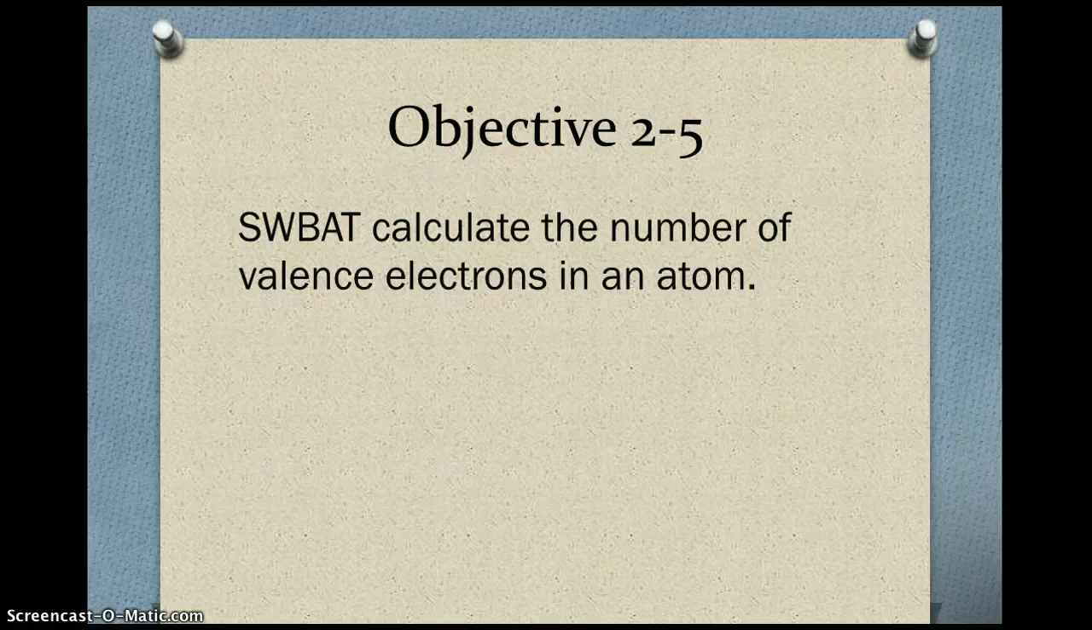This is our objective, 2.5. Students will be able to calculate the number of valence electrons in an atom. You don't have to write down objective 2.5, just write down the actual objective, or just write calculate the number of valence electrons in an atom.